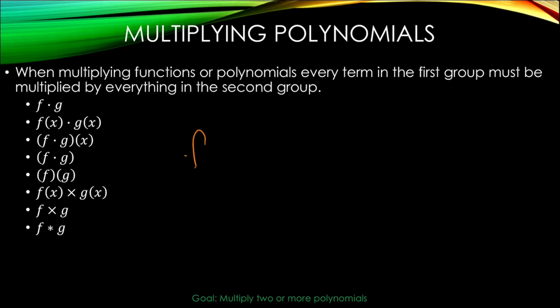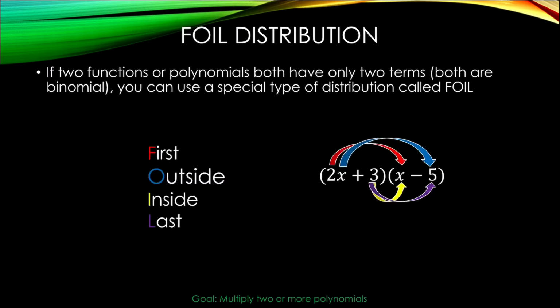The one thing to watch out for is if you see an open circle like this, that does not mean multiplication. It has to be filled in to be multiplied. All right, so you can do FOIL or distribution, which is okay as long as you have a binomial by a binomial, meaning a two-term thing multiplied by a two-term thing. If two functions or polynomials both have only two terms, then we can use FOIL.